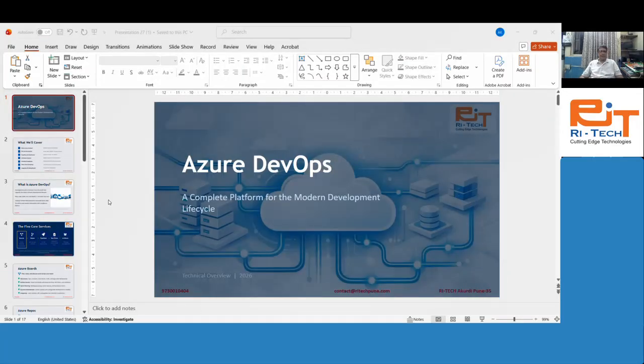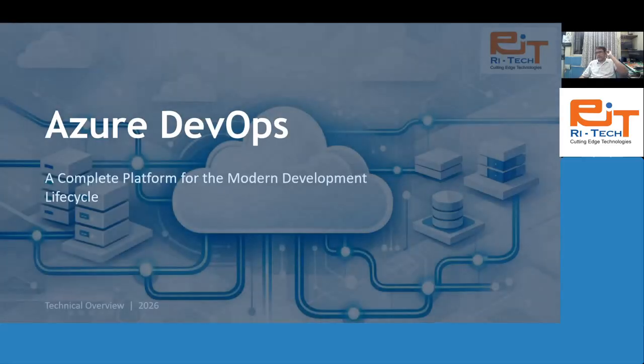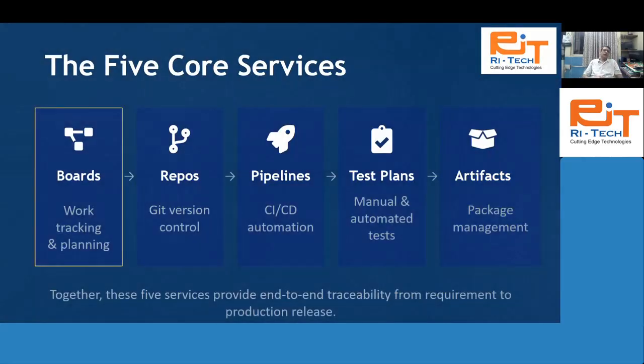Take a fast revision of the major concepts from DevOps. Five major components or services are there in Azure DevOps. First is Boards, where we can plan and track the work, which we are going to see today. So today we'll focus on the Boards.